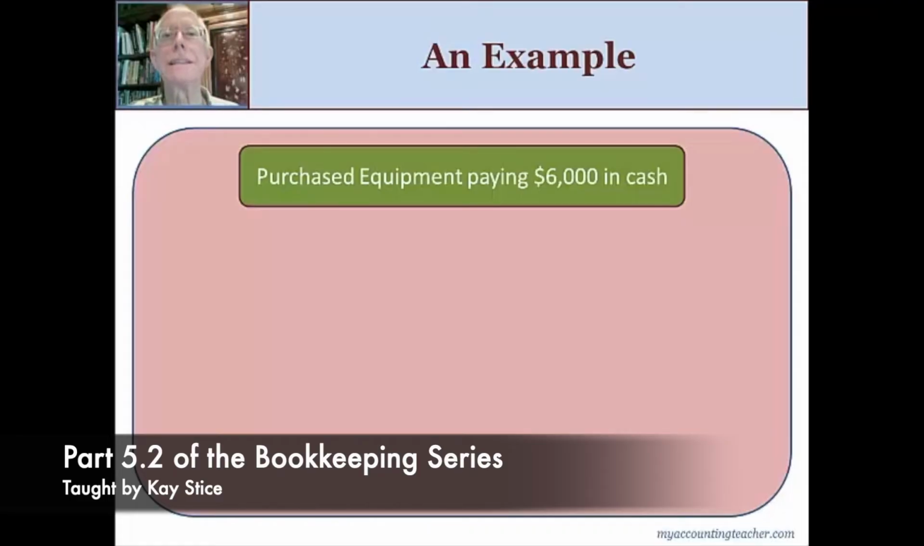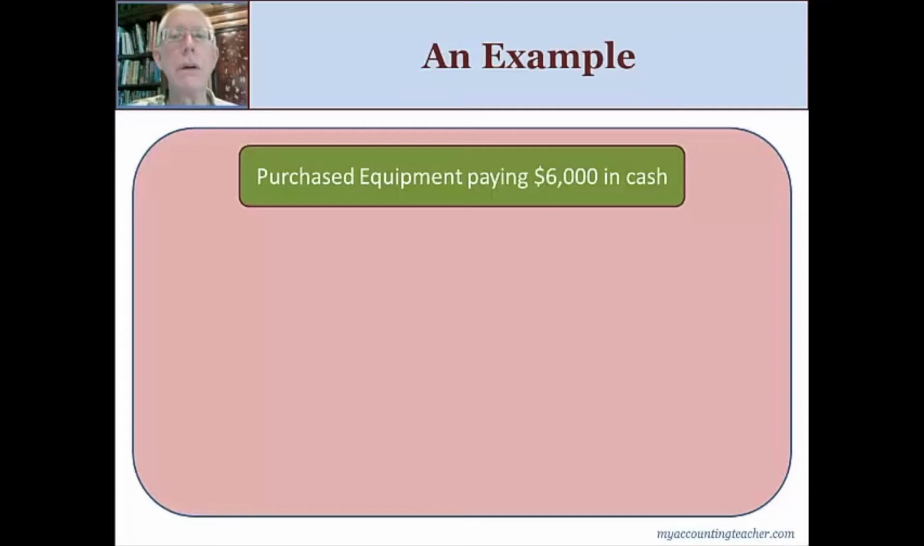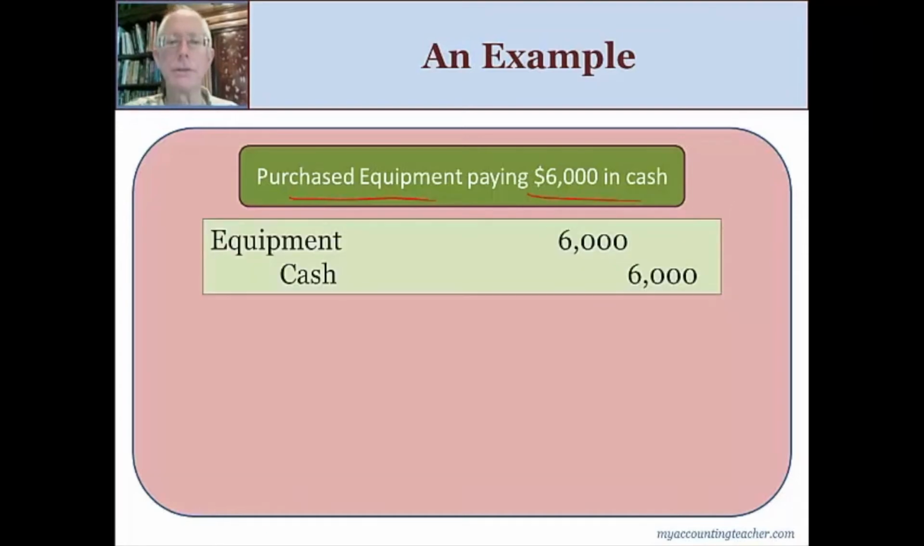So let's do some examples of posting. We know how journal entries work. So let's consider the journal entry: purchasing equipment by paying cash of $6,000. That's this right here. This asset, equipment, has increased. This asset, cash, has decreased, with the debit and credit.